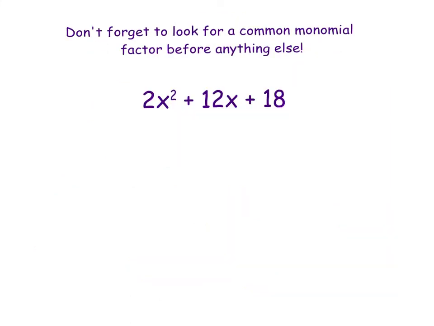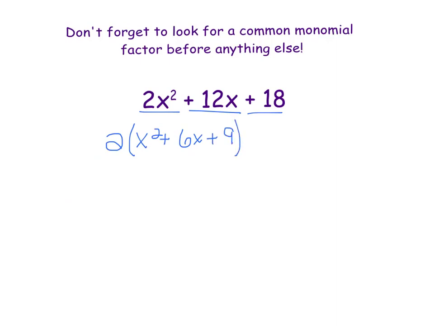And one last thing, please don't forget to start with that common factor idea from the last lesson. Always look to see if you can factor out a common factor before doing anything else. So 2x squared, 12x, and 18, they have 2 in common. So I can start by factoring out that 2. So if I factor out a 2 from the first term, it leaves me x squared. Factor out from the middle, it leaves me 6x. And from the last, it leaves me 9.